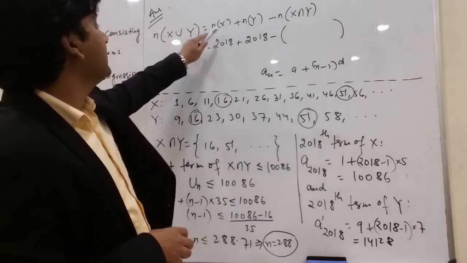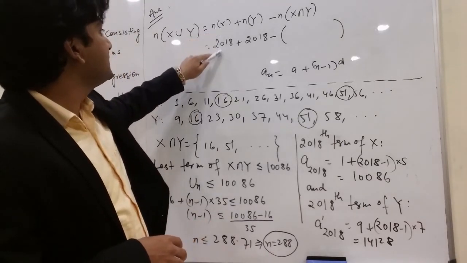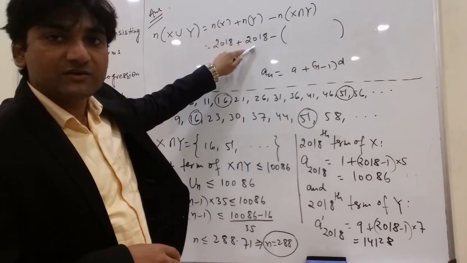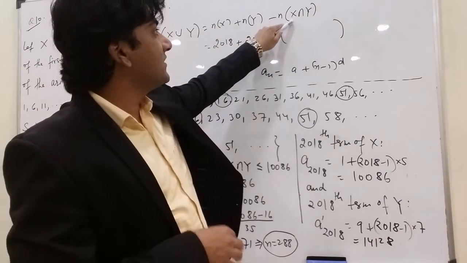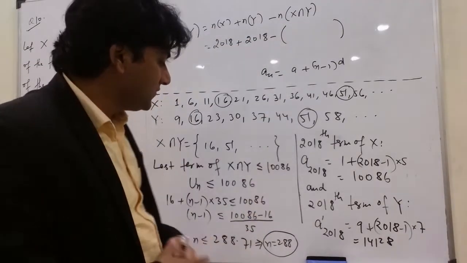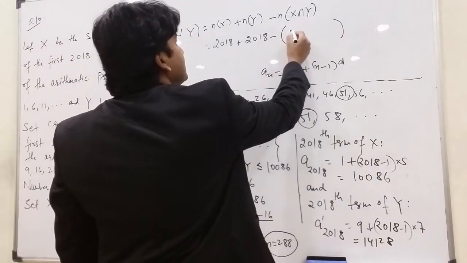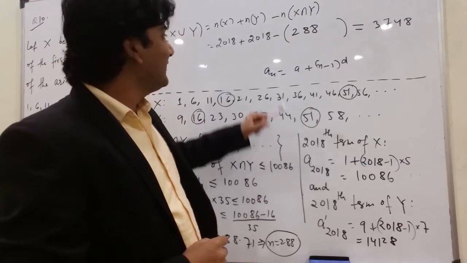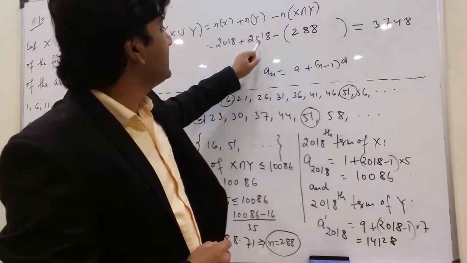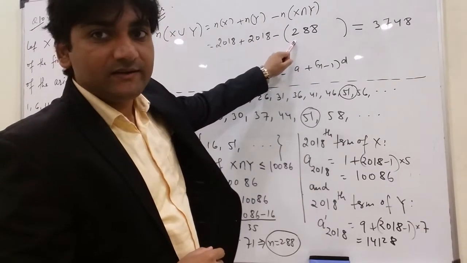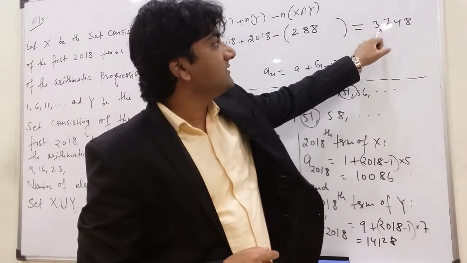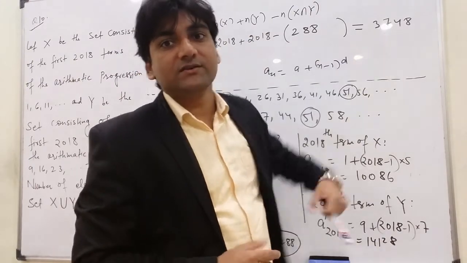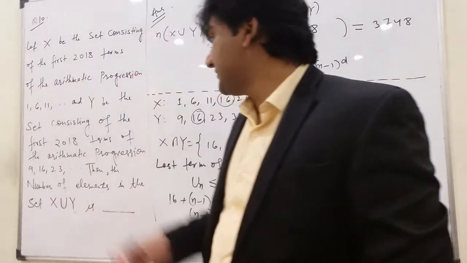Now we can apply it over here. The number of elements in X is 2018, the number of elements in Y is 2018, and the number of elements in X intersection Y, that is common, is 288. Okay, now you can calculate 2018 plus 2018 minus 288, that equals 3748. So this is the final answer for this question.